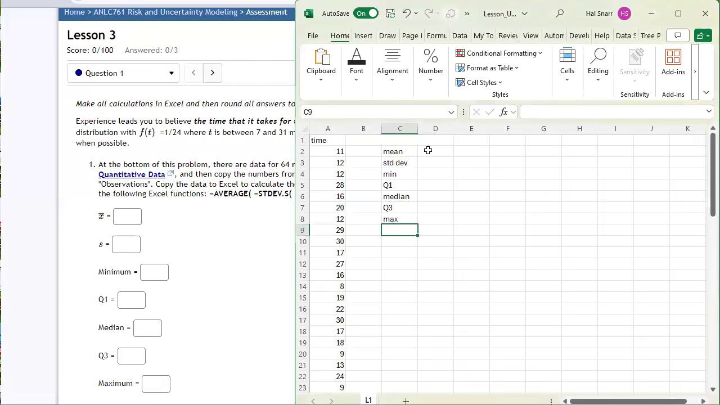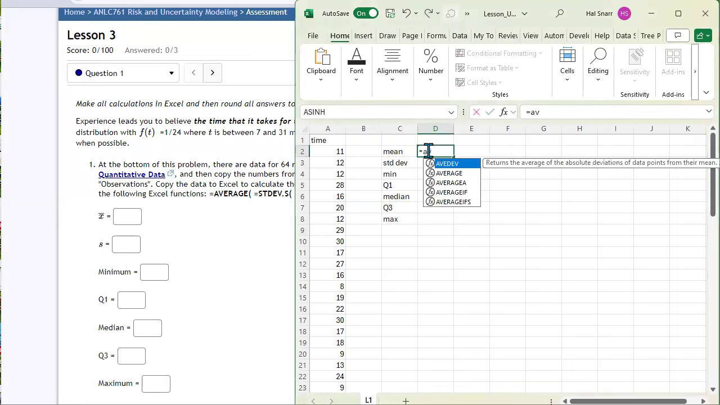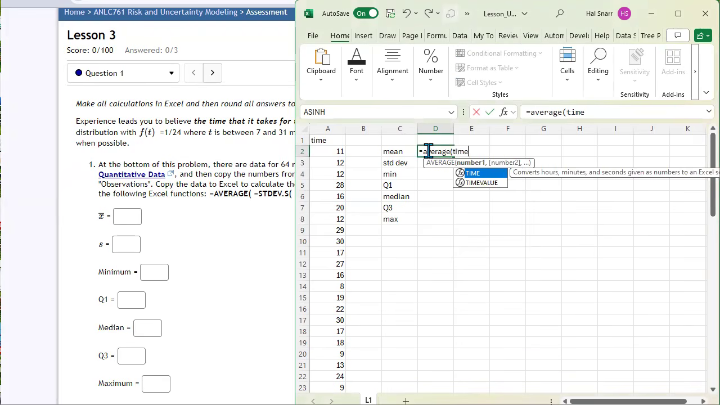All right. So here we're going to type =AVERAGE. And then what I'm going to do is this. I'm going to call this time. I'm going to type time in there. We're going to get an error, right? I'm going to explain why in a second.